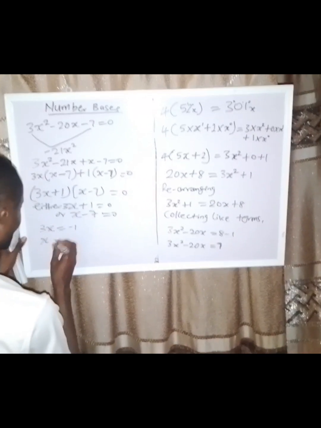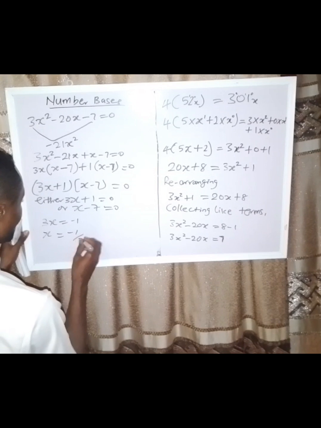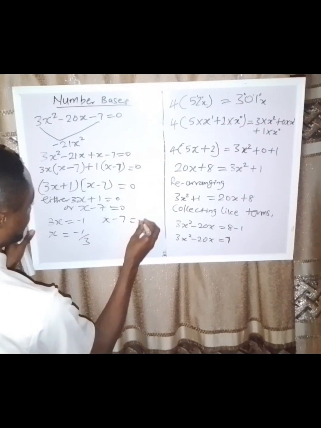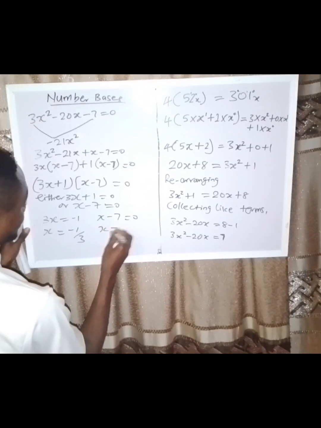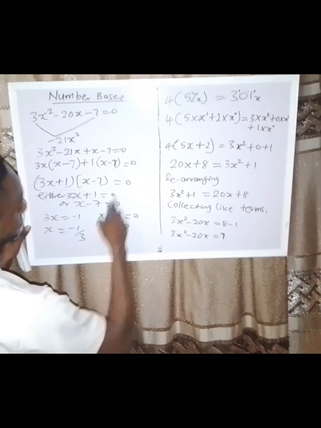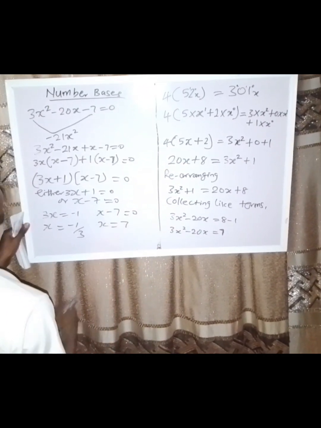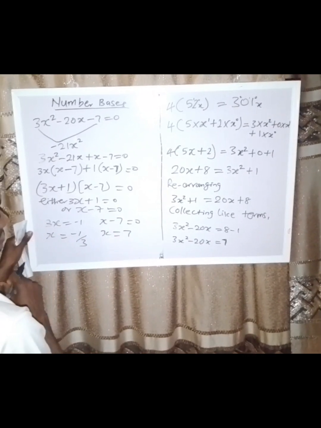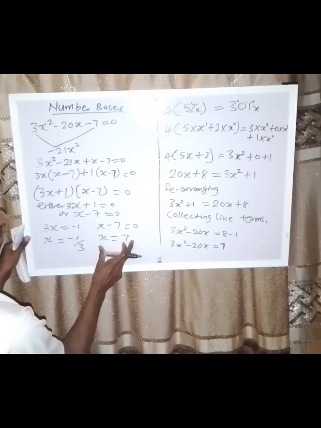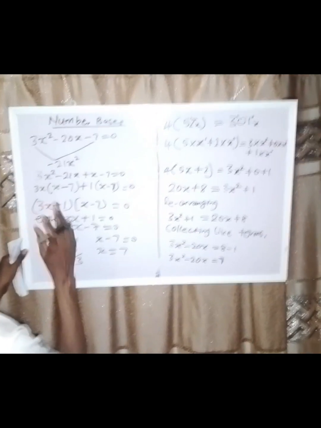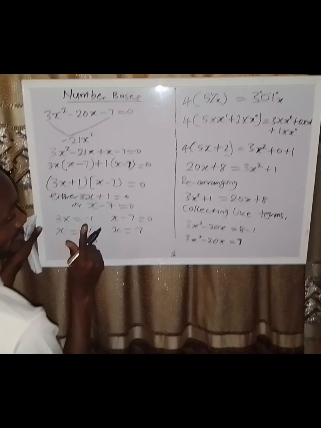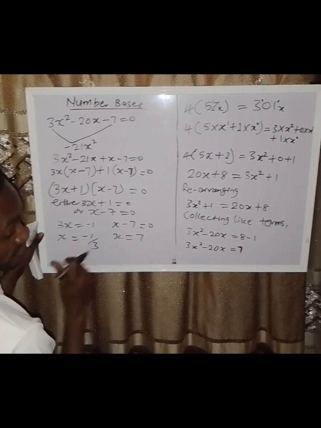So our x in this case is equal to minus 1 all over 3. And if x minus 7 is equal to 0, our x in this case is equal to what? 7. When this 7 crosses the equality sign, it becomes positive. Now, can our x take the value of minus 1 over 3? No. It can only take the positive value. Now, in number basis, your final answer cannot take a negative sign and it cannot take a fraction.